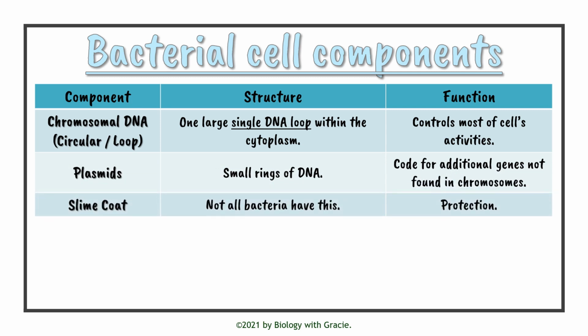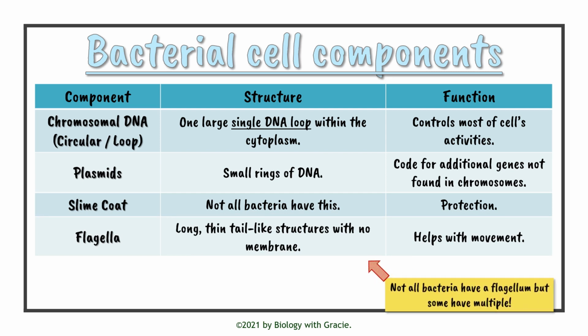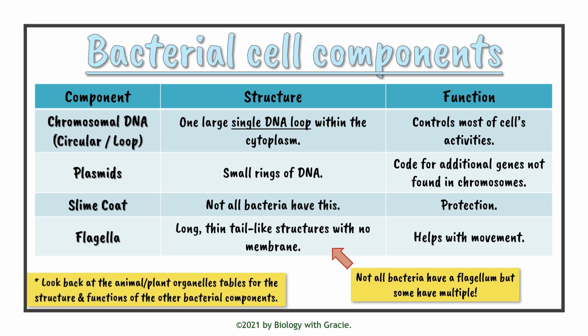We've then got a slime coat. I didn't say previously, but not all bacteria have a slime coat, and the role of this coat is to provide protection. Then we've got flagella. These are long, thin tail-like structures with no membrane, and they essentially help the bacteria to move. As I said before, not all bacteria have a flagellum. Flagella is the plural and flagellum is the singular. Some bacteria do have multiple, hence I've put flagella down there as well. If you want to have a look at the other organelles which are in bacteria, the ones that animal and plant cells also have, then make sure to go and look back at the other table to see their structures and functions.